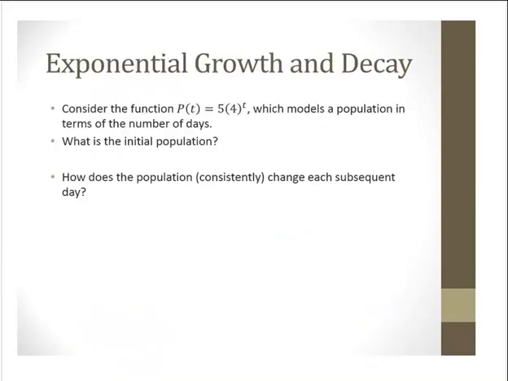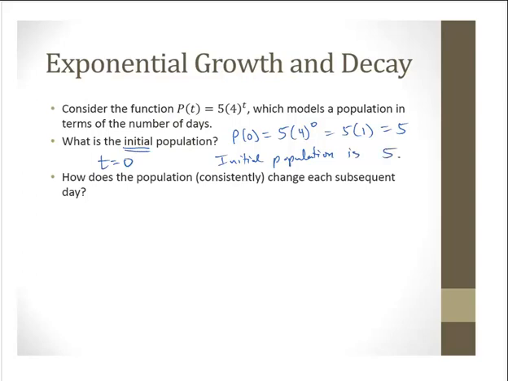Well, now let's talk about exponential growth and decay. Consider the function p of t equals 5 times 4 to the t, which models a population in terms of the number of days. What is the initial population? All right, when we talk about initial, that means when the time is 0. So p of 0 would be 5 times 4 to the 0, which is 5 times 1, which is 5. So the initial population is 5.